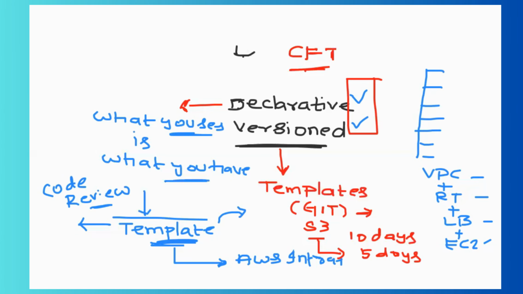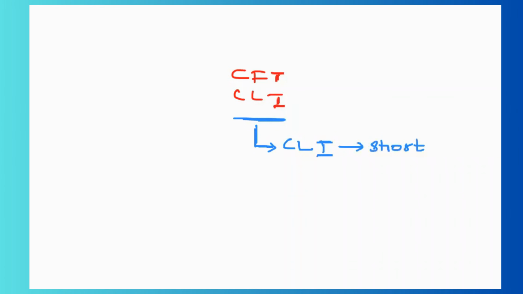Now, if someone asks you in an interview, when do you use CFT and when do you use the AWS CLI, then you should be able to answer that. You can simply mention that as a DevOps engineer you use the CLI when you want to execute something short, or when you want to perform some quick actions. Like, let's say someone asks you, Abhishek, can you quickly give me a list of S3 buckets that are available on the AWS account?